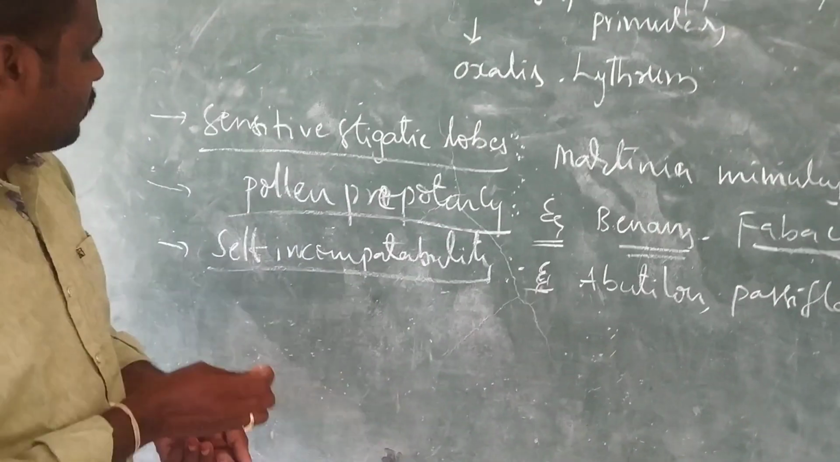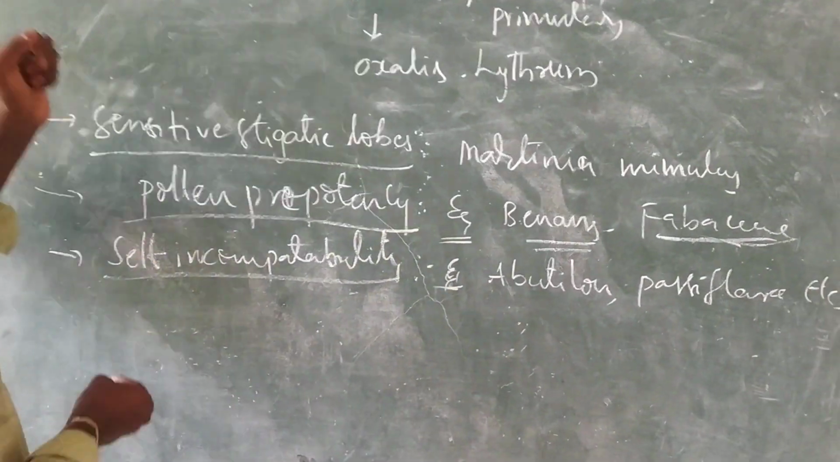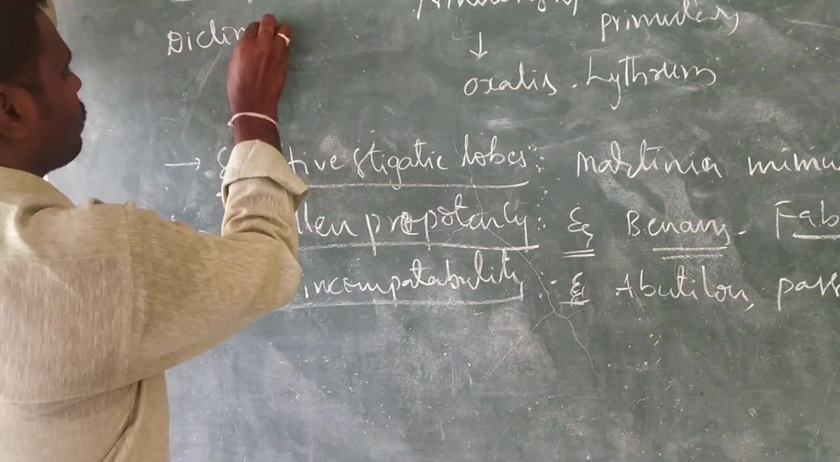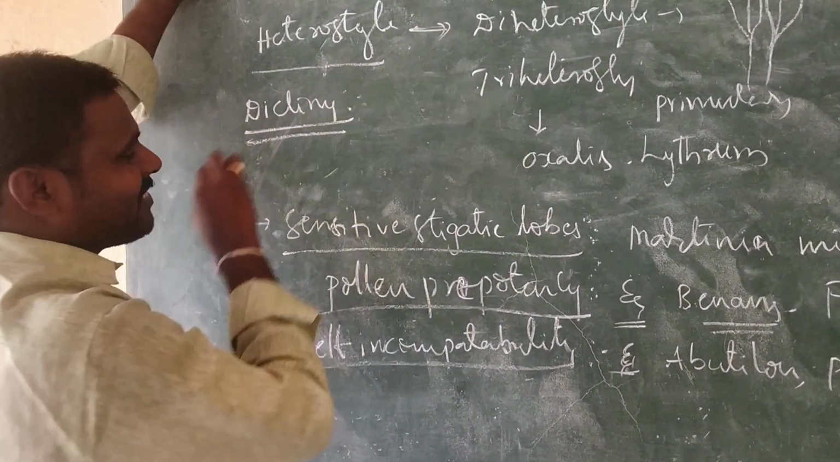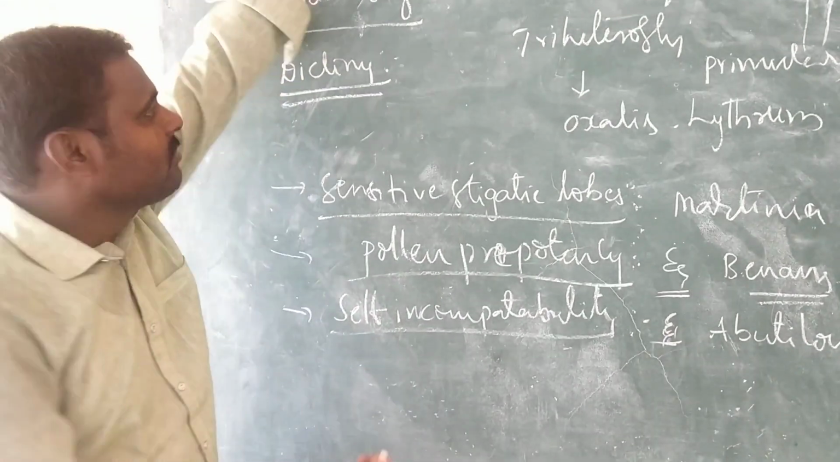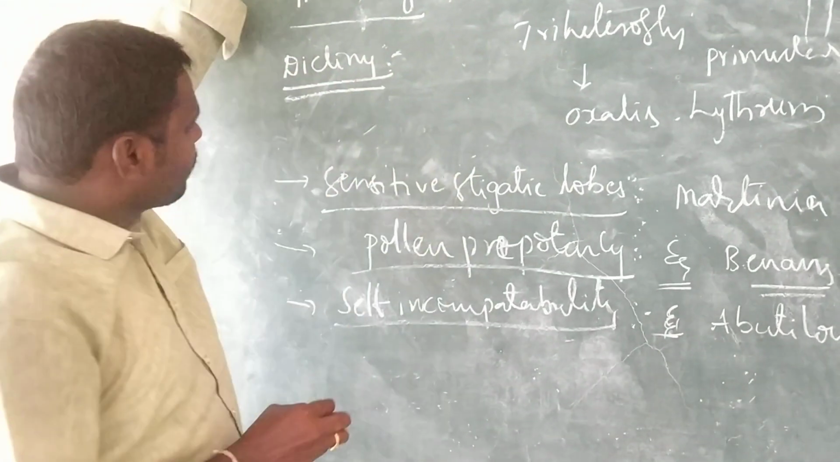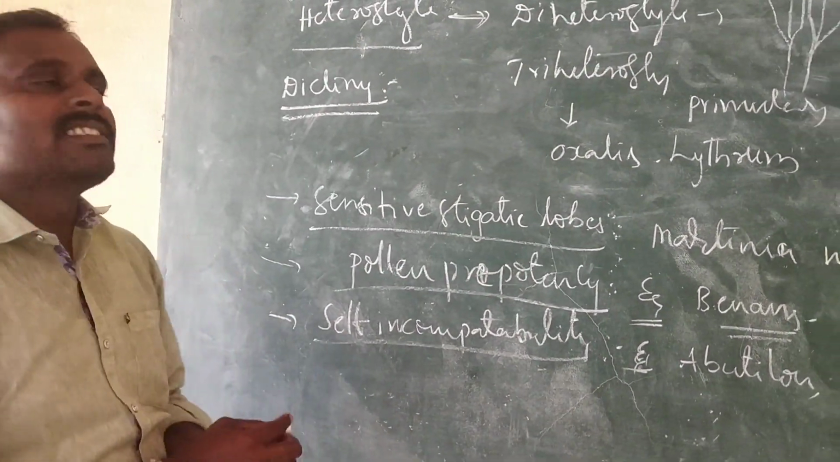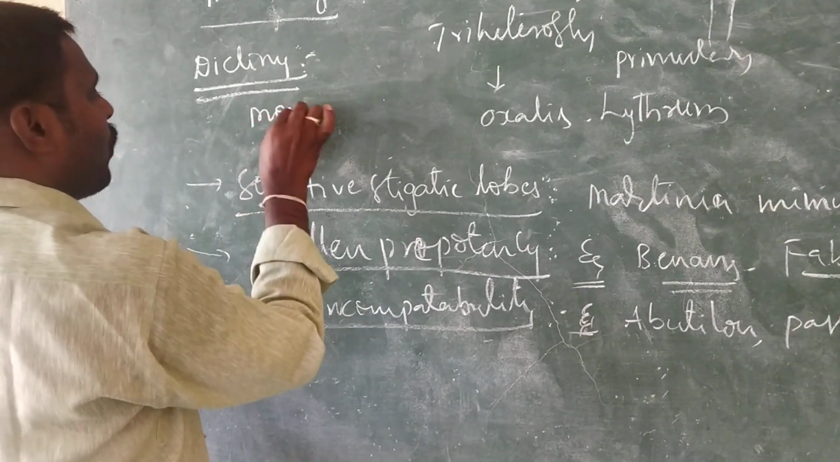So the last one is diclinic. What is diclinic? Production of unisexual flowers is called diclinic. Based on this, it is of two types: monoecious and dioecious.